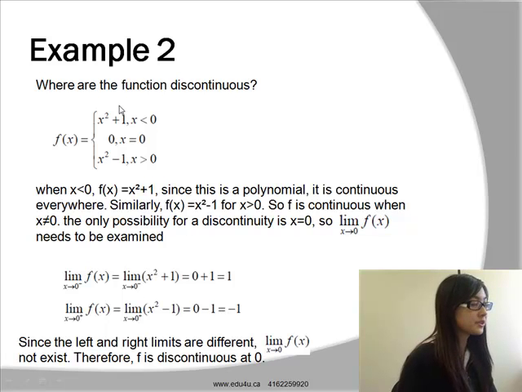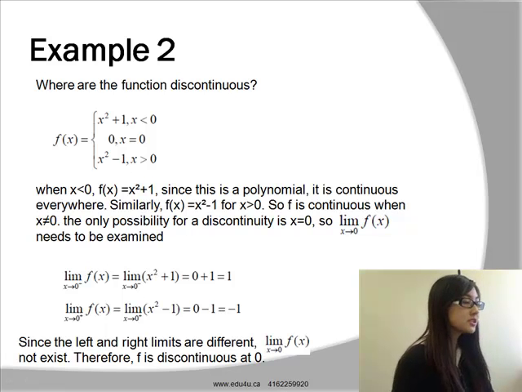When x is less than 0, we have a polynomial x² + 1. And when x is bigger than 0, we also have a polynomial x² - 1. We know that a polynomial is continuous because there are no breaks or gaps or jumps. So f is continuous when x does not equal 0. The only possibility for discontinuity is when x is equal to 0. Therefore, the limit as x approaches 0 of f(x) has to be examined.